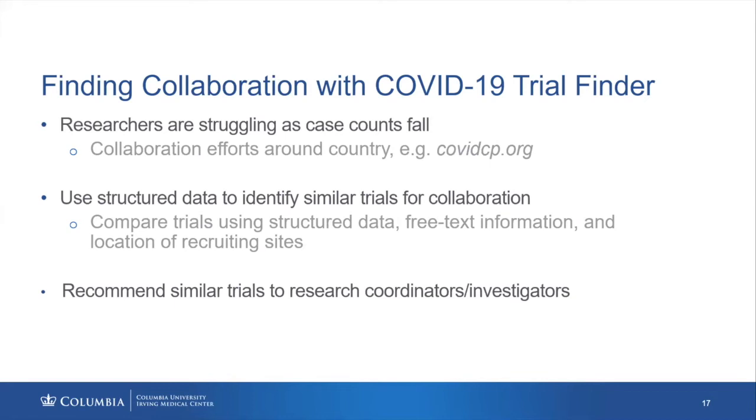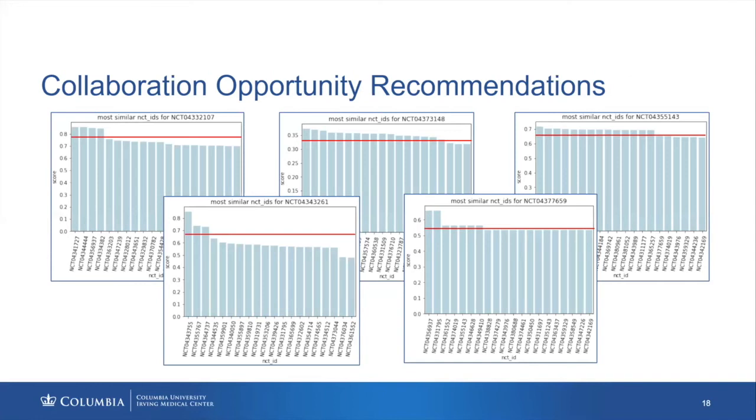So in our lab, we thought maybe we can use our structured data to try to identify similar trials for collaboration, using the structured data, free text information, as well as the location of the recruiting sites. Essentially, for research coordinators and research investigators, we can recommend similar trials that they may be willing to work with. Very briefly, this is just a sample of the output that we've been able to generate. Each of these graphs relates to a single COVID-19 clinical trial, and each bar is another clinical trial, ranked in terms of its similarity.